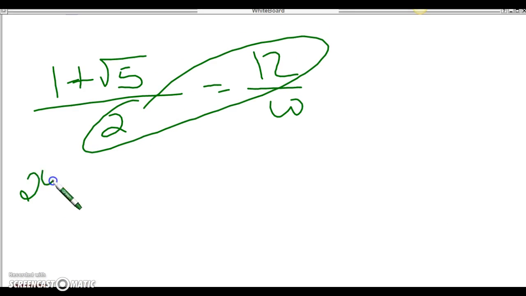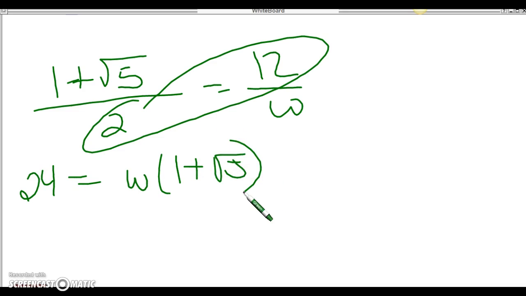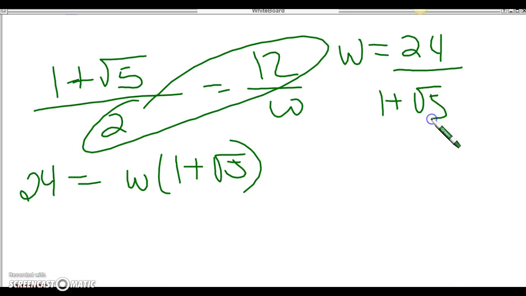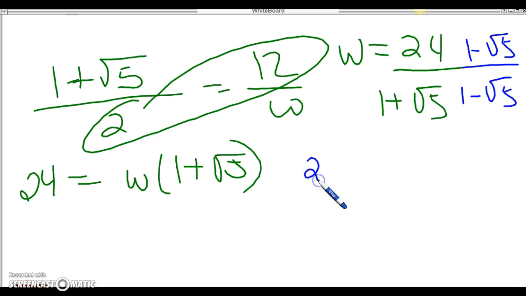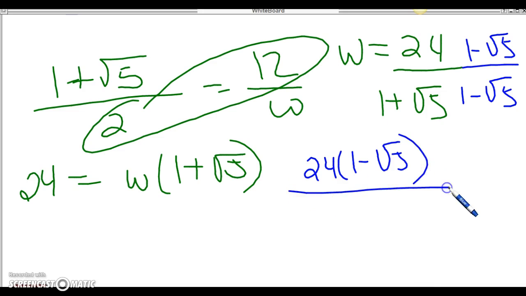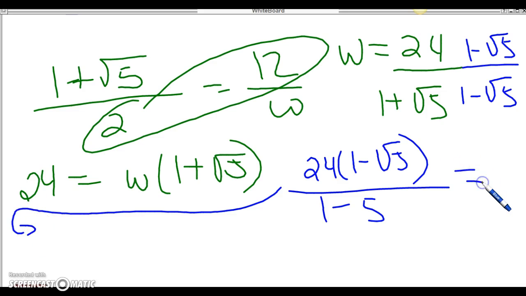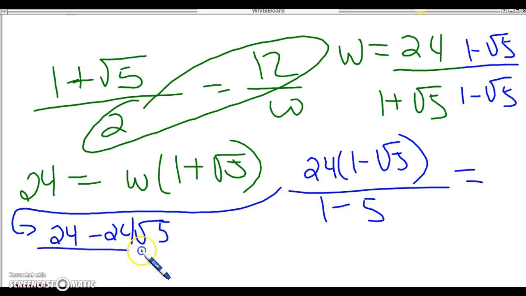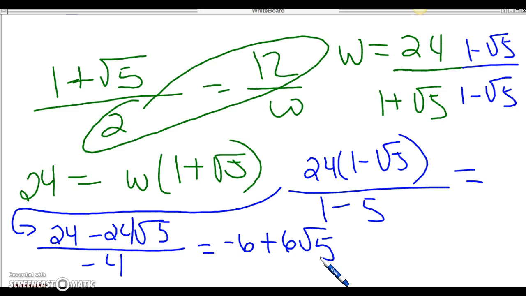2 times 12, which is 24, equals W times (1 plus square root of 5). When I divide, I get W equals 24 over (1 plus root 5). I'm going to multiply by the conjugate, so that's (1 minus root 5) over (1 minus root 5). And I get 24 times (1 minus root 5) over (1 minus 5). I get (24 minus 24 root 5) over negative 4. I can reduce that. So I get negative 6 plus 6 root 5, and so that's simplified radical form.